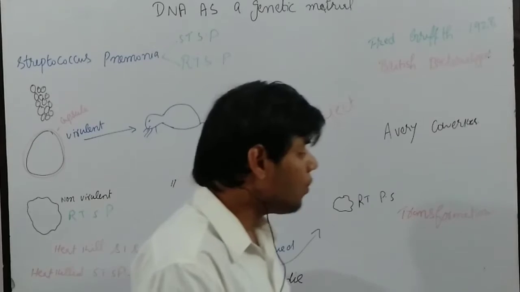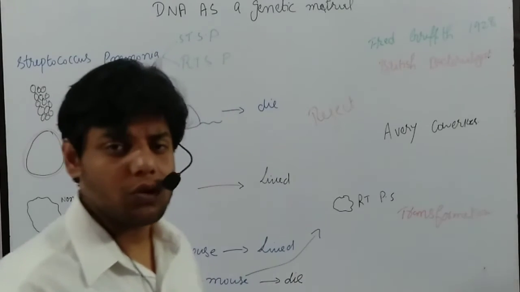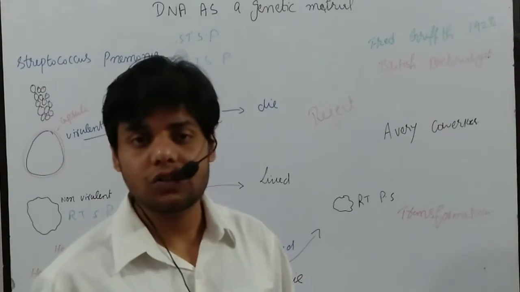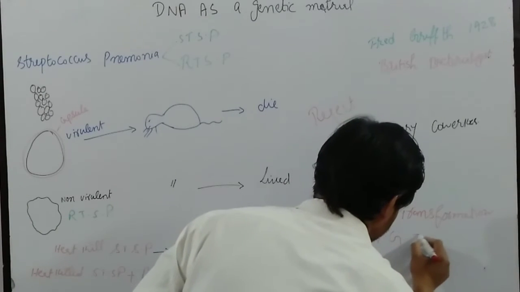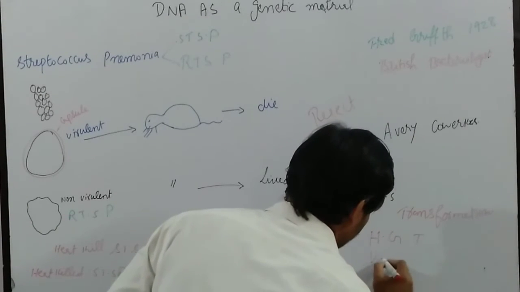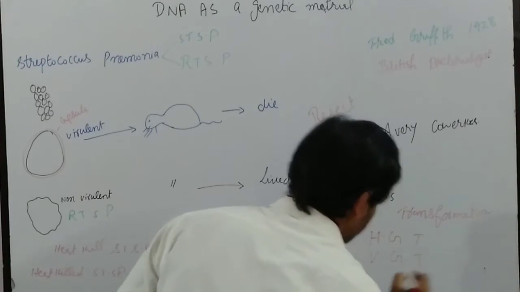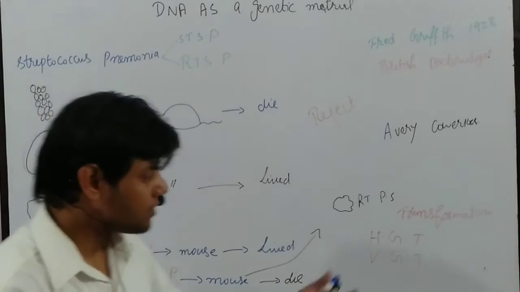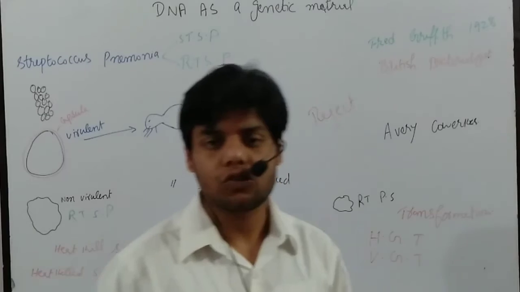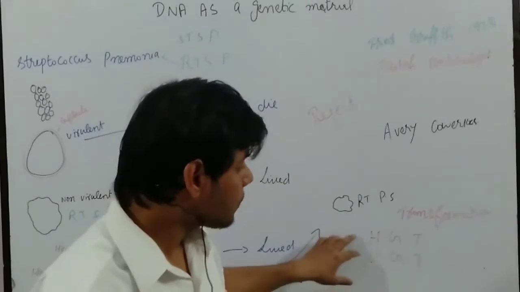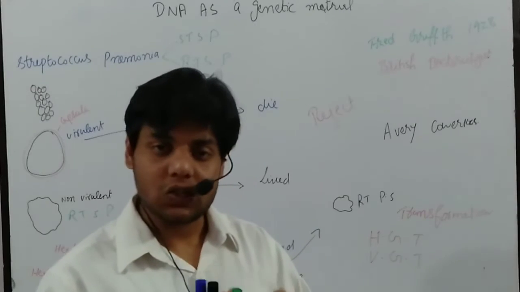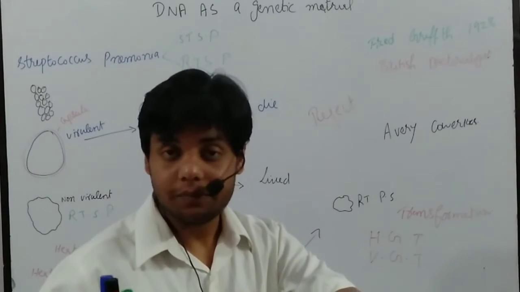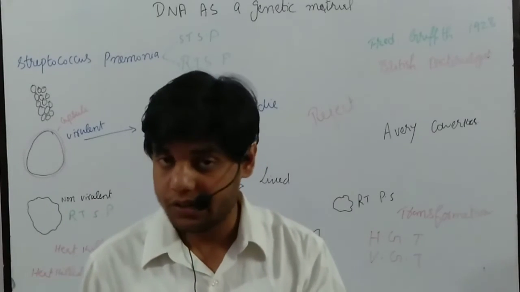There are two types of gene transfer: horizontal gene transfer and vertical gene transfer. Let me talk a little bit about that. What are horizontal gene transfer and vertical gene transfer? In horizontal gene transfer, when the genetic material is transferred between cells of the same generation, we call that horizontal gene transfer.